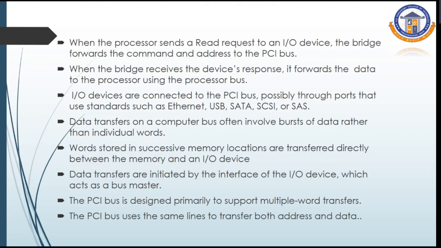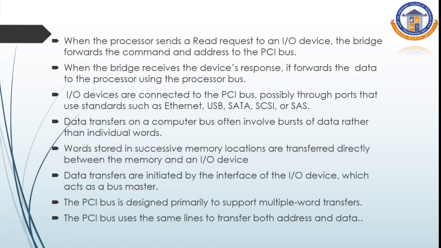Here a PCI has a bridge. Through the bridge, it can transfer the data from the IO device to the memory, and from the memory to the IO device. From the memory, the processor can take it. Like that, the bridge acts as an interconnection between the IO device, processor, and the memory. As for how the data transfer happens, the data transfers are initiated by the interface of the IO device. That interface will act as a master. Usually the master will initiate the transfer.